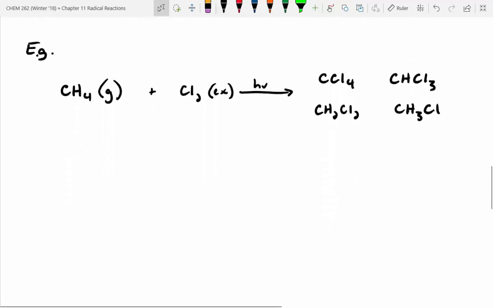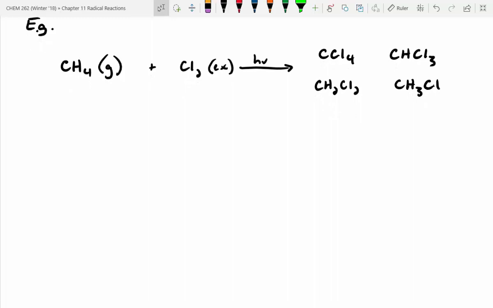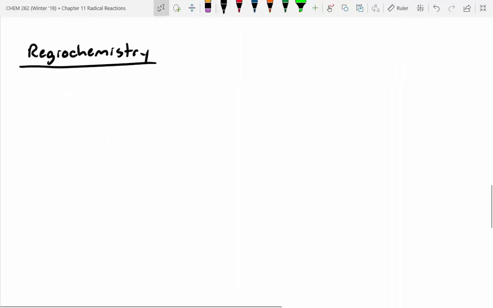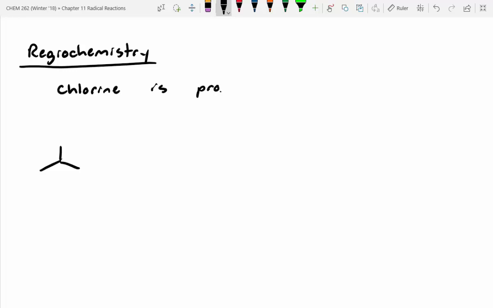All right, so let's take a look a little bit more. In this example, we were looking at chlorine rather than bromine. And I wanted to show you guys the problem with using chlorine. This has to do with regiochemistry. And I'll give you guys my kind of cheesy spiel. Chlorine is promiscuous. What does it mean if you're promiscuous? You're okay with more than one partner, right? It's not very faithful here.